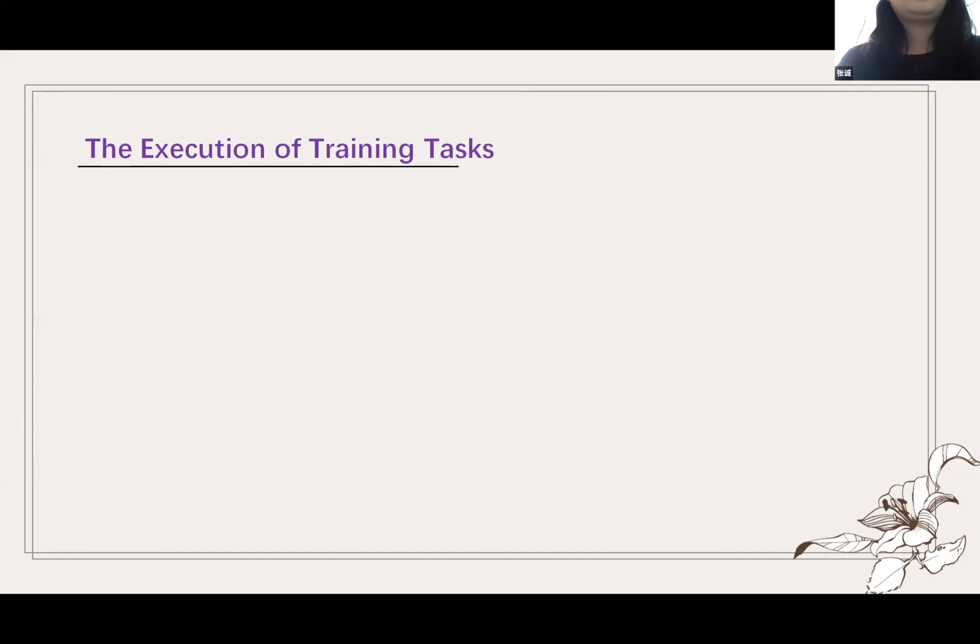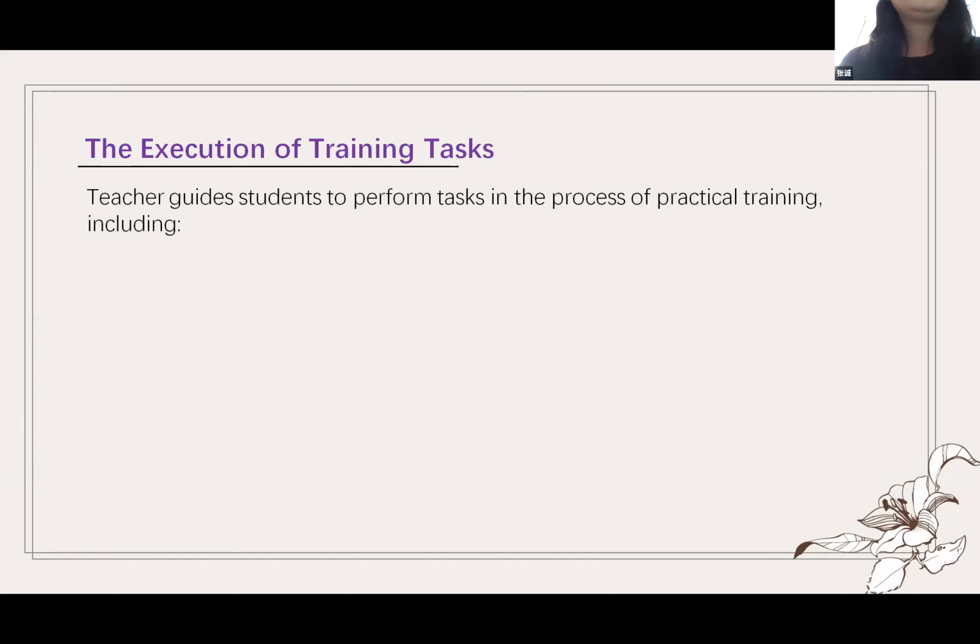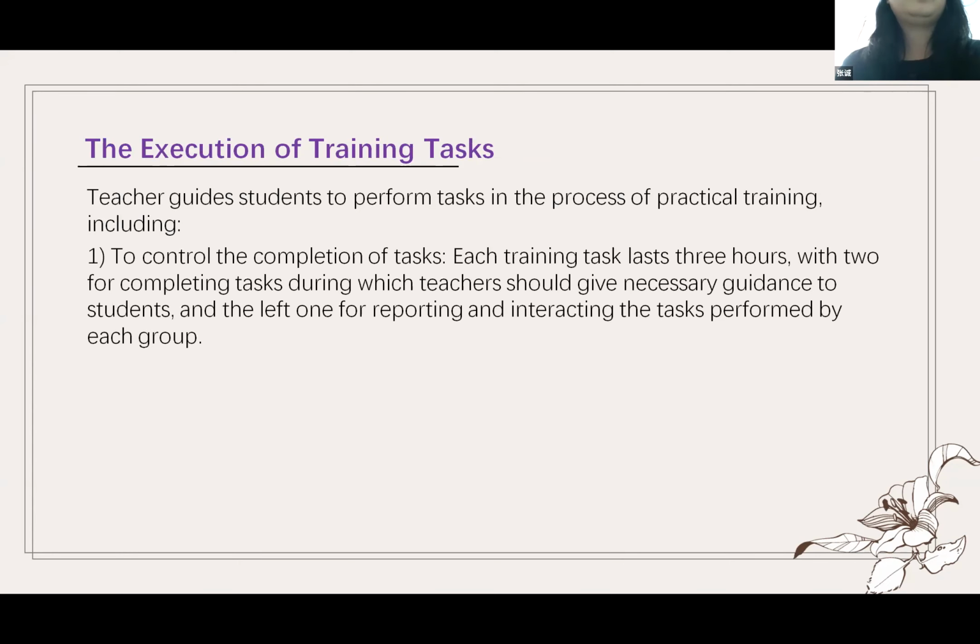The execution of training tasks. Teacher guides students to perform tasks in the process of practical training, including, first, to control the completion of tasks. That is, each training task lasts 3 hours, with 2 for completing tasks, during which teachers should give necessary guidance to students, and the left one for reporting and interacting the tasks performed by each group.